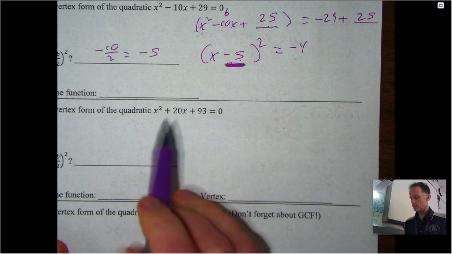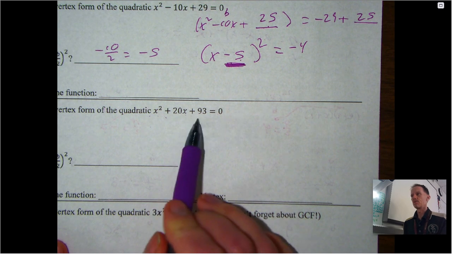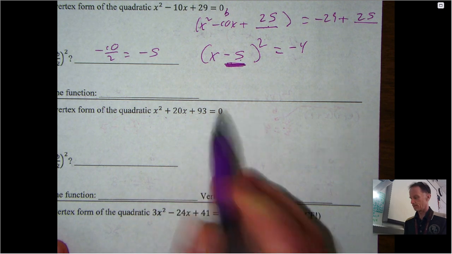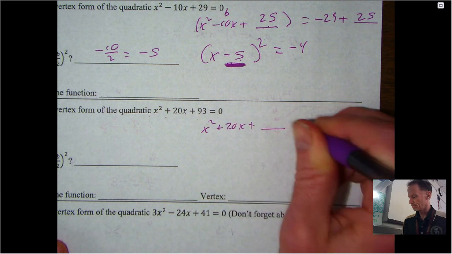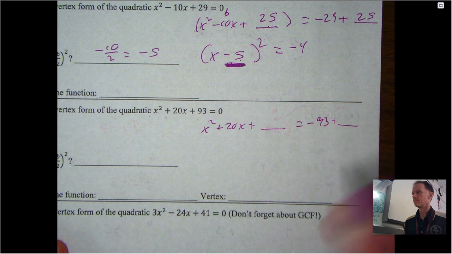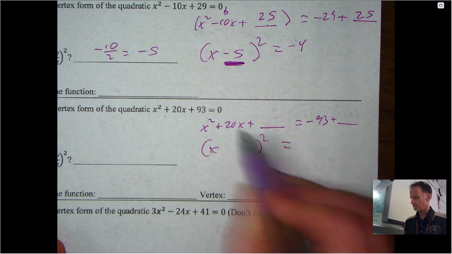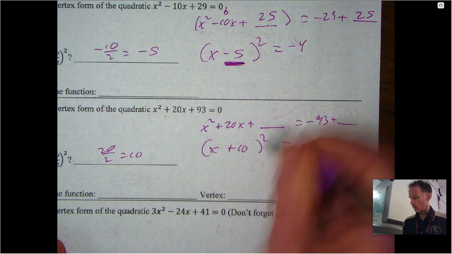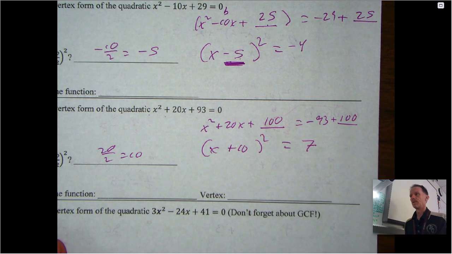So go ahead and take a few seconds, pause the video, and see if you can do the exact same process with this one. And I'll run through the answer here in just a couple seconds. Okay, so first things first, we're going to subtract 93. Leave a space. And we want it to look like x plus something squared equals something. Half of 20 is 10. 10 squared is 100 on both sides. Clean it up. And there we have it.